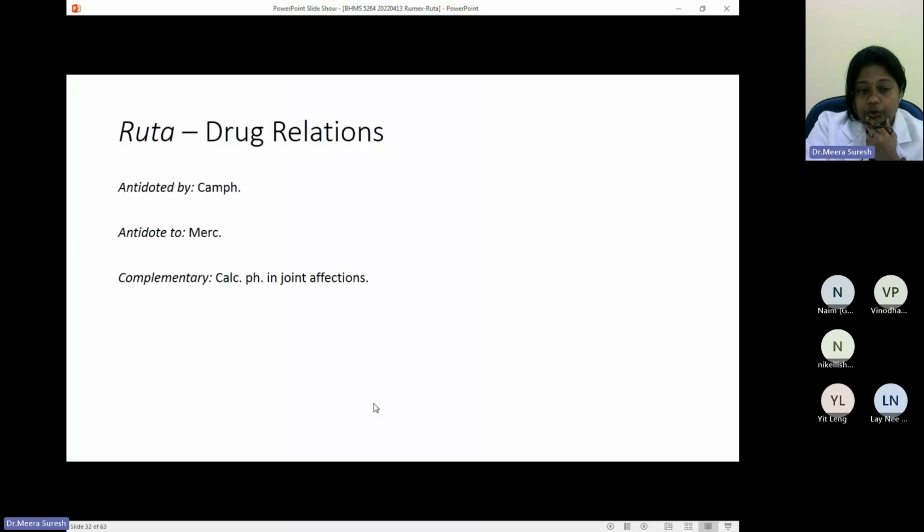So it is antidoted. Ruta is antidoted by camphor, antidote to Mercury, and complementary to Calcarea fluorica in joint affections. And this complementary reaction was utilized by my teachers when they were prescribing Ruta in potency and Calcarea fluorica as a biochemic.